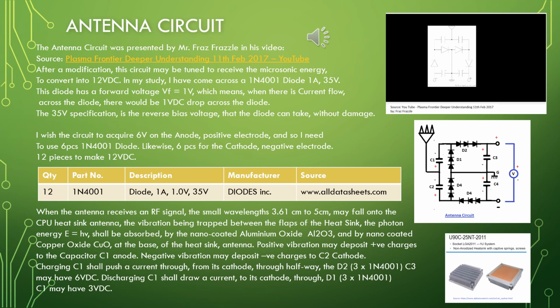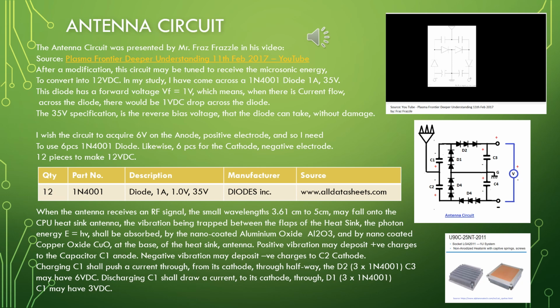In my study, I have come across a 1N4001 diode, 1 ampere, 35 volt. This diode has a forward voltage, Vf equal to 1 volt, which means when there is a current flow across the diode, there would be 1 volt DC across the diode. The 35 volt specification is the reverse bias voltage that the diode can take without damage.